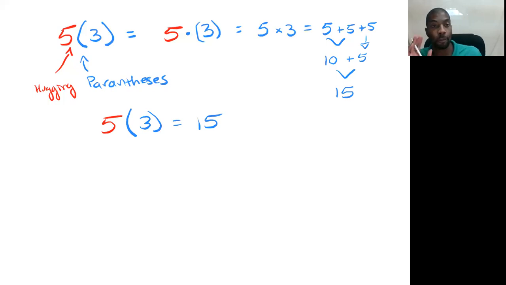So one more time. If you have parentheses and they are going to hug a number on the outside, or there's a number on the outside of the parentheses, then you say that is multiplication. We have 5 times 3, or 5.3, which is the same thing as saying 5 multiplied by 3. 5 multiplied by 3 is the same thing as saying 5 plus 5 plus 5. 5 plus 5 is 10, 10 plus 5 is 15. Please make sure you've written that down in your math notebook.